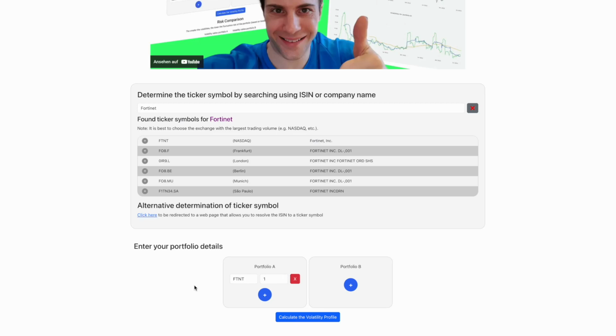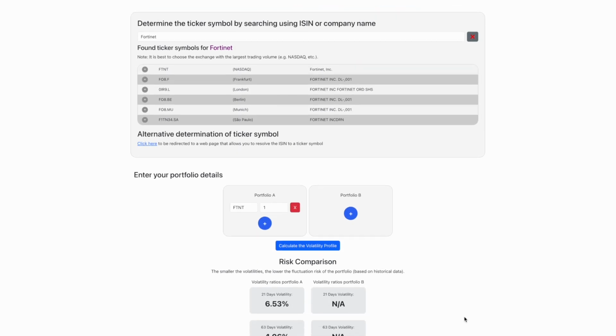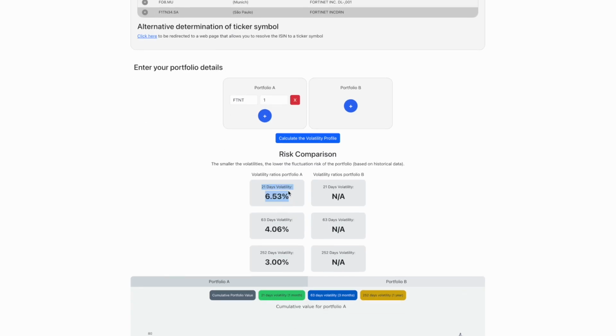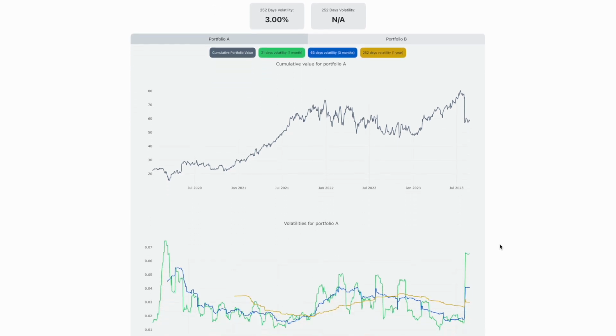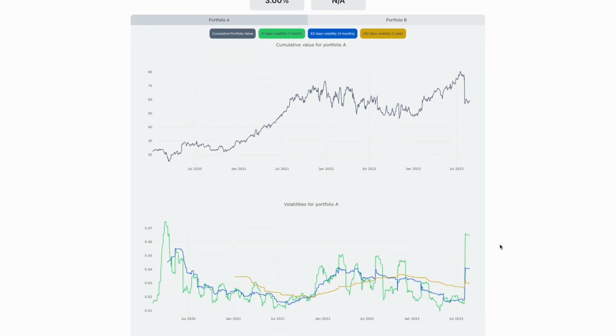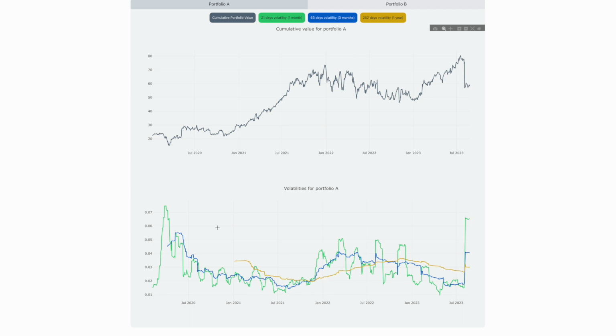If we want to calculate the volatility profile, we just hit the button, calculate volatility profile. And here we go. You can see the short-term 21 days volatility, the medium-term 63 days volatility, and the 1 year 252 days long-term volatility. And if we go down to the charts, you see this is the same chart you saw just a moment ago. In the upper part, we have the normal price chart until today. And below this, we have the different volatilities, including the historical volatilities.